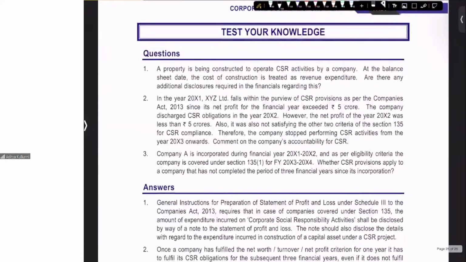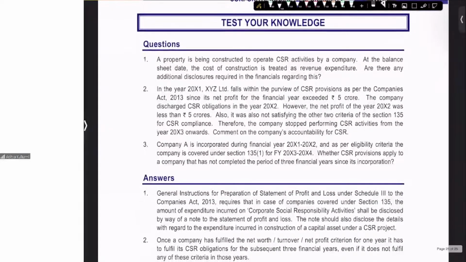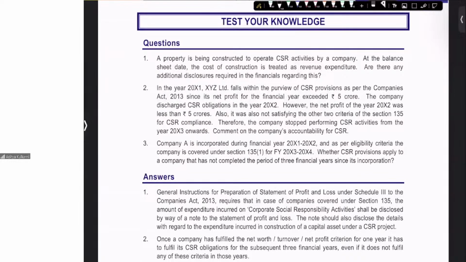So what are you going to do? Property constructed to operate CSR activities. So you should take it. Are there any disclosures at the balance sheet date? The cost of construction is treated as revenue expenditure. Fair enough. Okay.